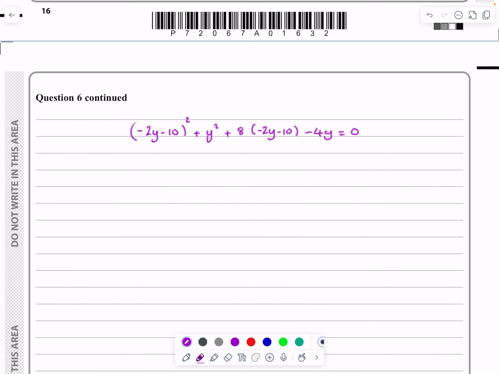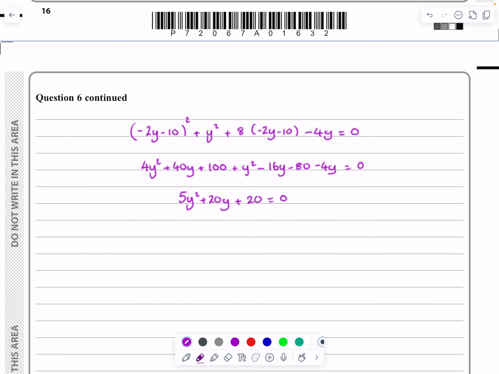But let's go ahead and do it. So you take your time to do minus 2y minus 10 all squared. I've already done it, so it worked out to be 4y squared plus 40y plus 100, and then plus y squared minus 16y minus 80 minus 4y. Tidying that up, 5y squared plus 20y plus 20 equals 0.